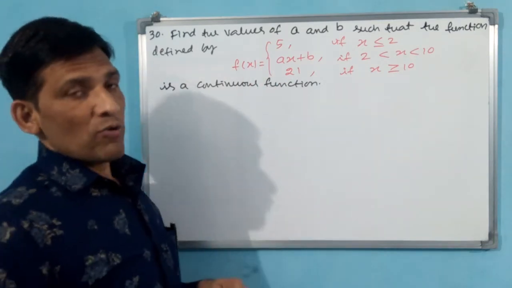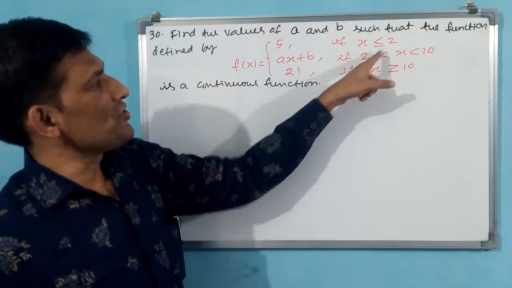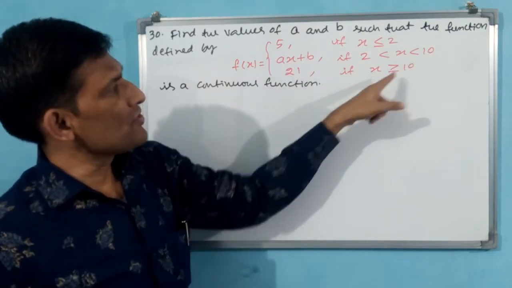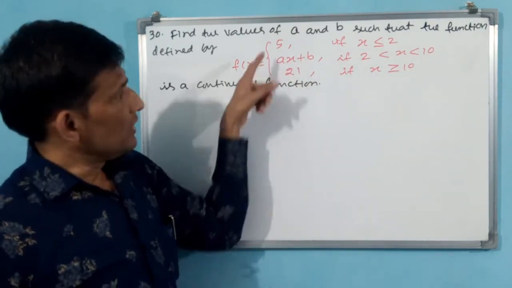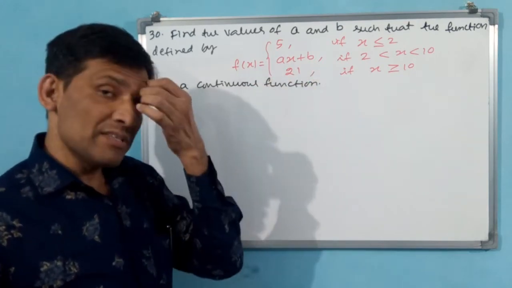You see here, how are you going to find these values? At 2, the function is changing, but you have to make both equal. At 10, again the function is changing, and you have to make both equal. Then two equations will come. If you solve the two equations, A and B will automatically come.